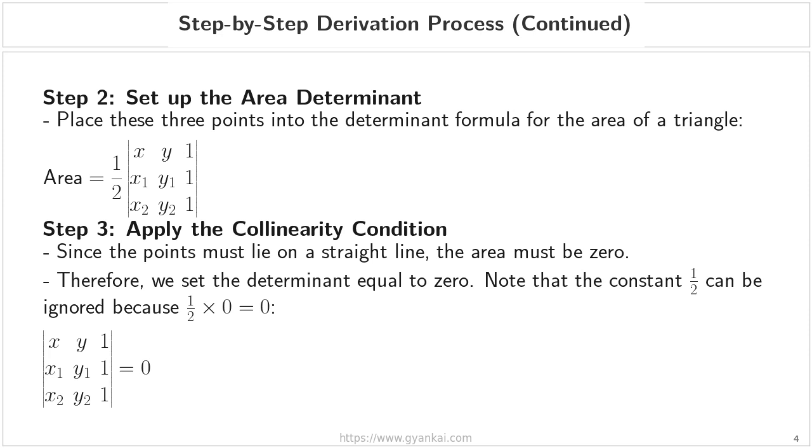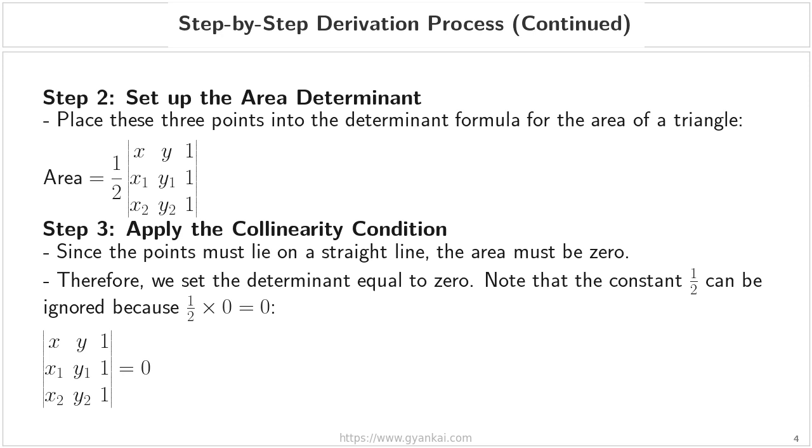Moving to step 3, we apply the condition of collinearity. Remember from our earlier discussion that if points lie on the same straight line, they don't form a triangle at all; the area is simply 0. Because of this, we set our entire determinant expression equal to 0.